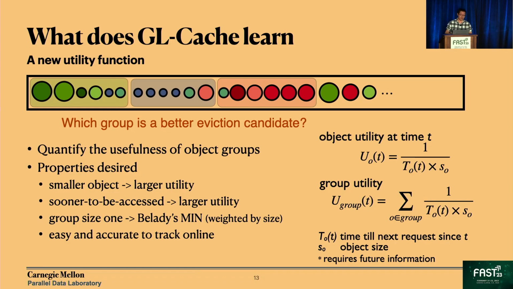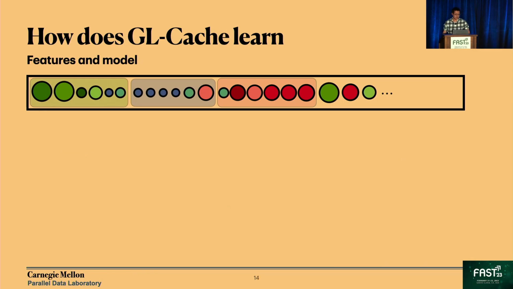And it means that the object which is going to be requested furthest in the future will be the least useful. So it becomes Belady's MIN algorithm. Similarly, the last property is also satisfied by this utility function. Okay, so with that, let's talk about features and models.